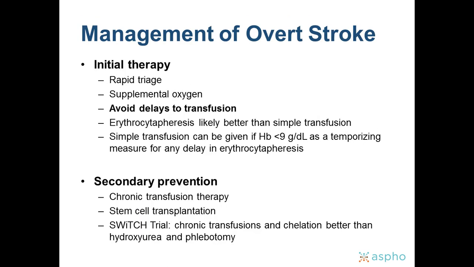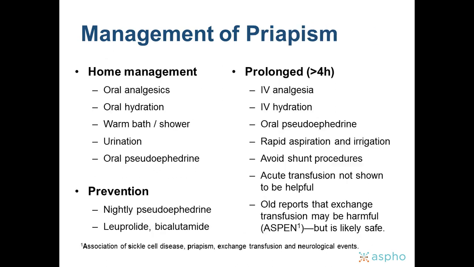If you do happen to have an overt stroke, the initial therapy is really rapid triage, supplemental oxygen, and mainly avoidance of delays to transfusion. Transfusion is what you want to do. Erythrocytapheresis is likely the best, and then secondary prevention we've alluded to here.